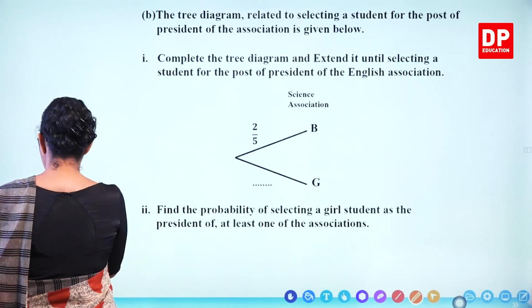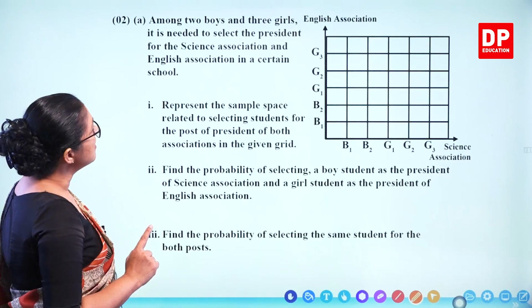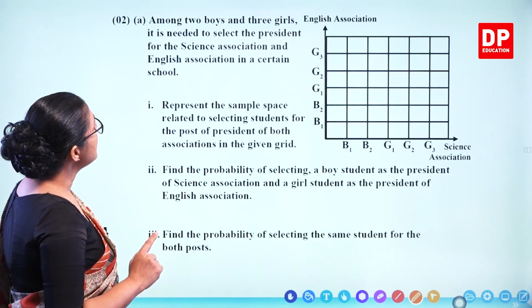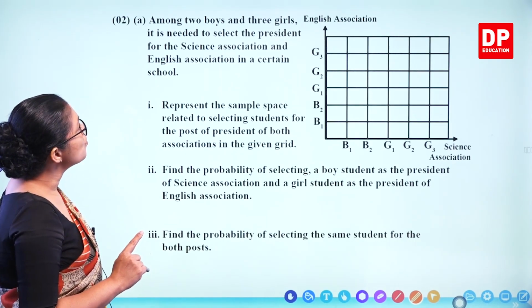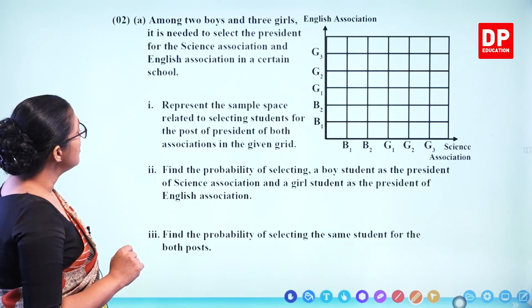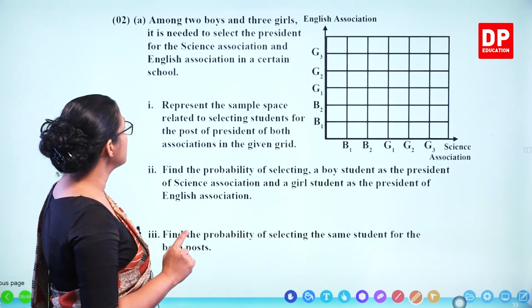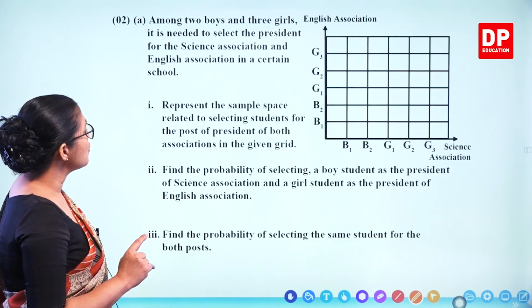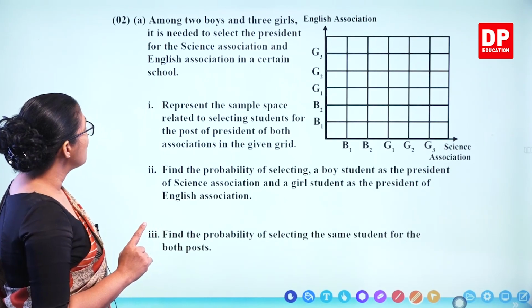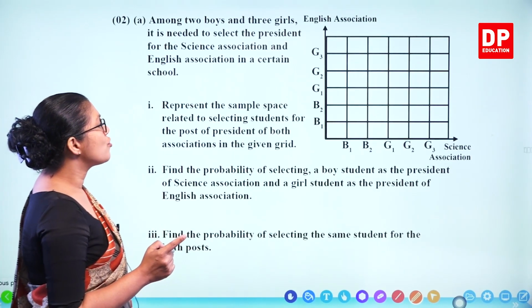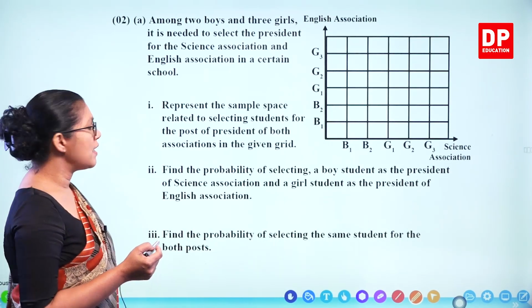So we'll answer there. Among 2 boys and 3 girls, it is needed to select the president for the Science Association and English Association in certain school. Represent the sample space related to selecting students for the post of president of both associations in the given grid. Find the probability of selecting a boy student as the president of Science Association and a girl student as the president of English Association.